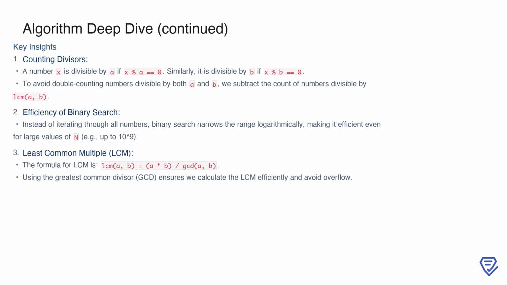Second, binary search is highly efficient because it narrows the search range logarithmically. This makes it possible to handle even very large values of n, such as up to 10 to the power of 9, without iterating through all numbers.